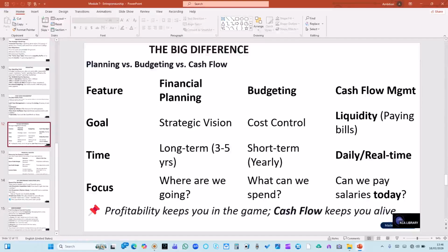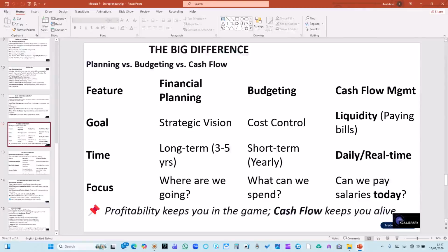The timing for financial planning is usually 3 to 5 years. For budgeting, the timing is usually annually. Whereas that of cash flow management is day-to-day activities.